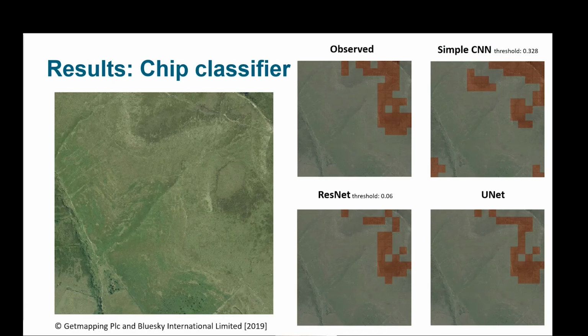So these are some of the results at the chip level. The model outputs a probability of bare peat being present within each chip. I used a few models which we created from scratch, but also some pre-built models within Keras, such as the ResNet model and the UNet model. The UNet model we found performed particularly well, with 92% accuracy.